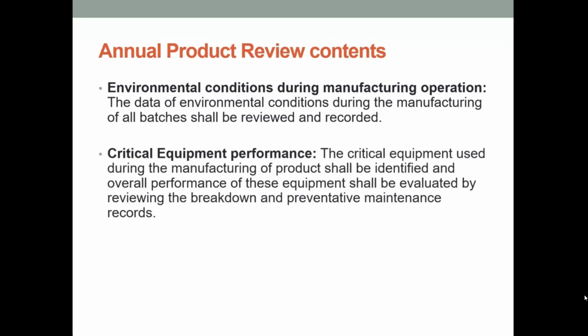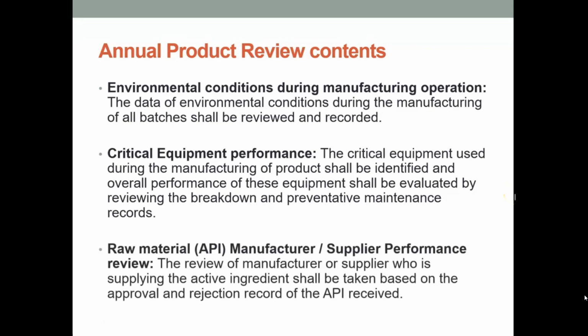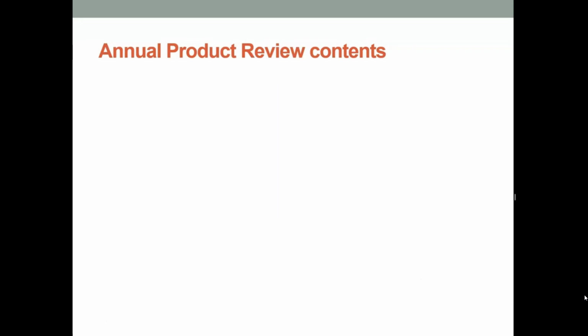Critical equipment performance. So critical equipment used during manufacturing of product shall be identified, and the overall performance of this equipment has to be evaluated by reviewing the breakdown and preventative maintenance records. Management of any raw material or suppliers. So a manufacturer or supplier who's supplying an active ingredient has to be approved, and if you were seeing trends of issues with your API or your excipient batches coming in, that would have to be investigated also.